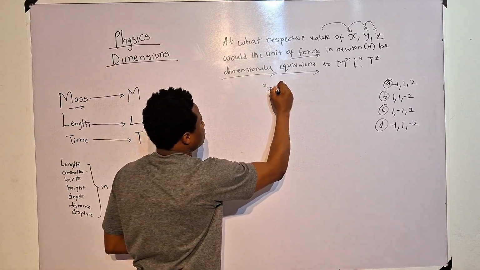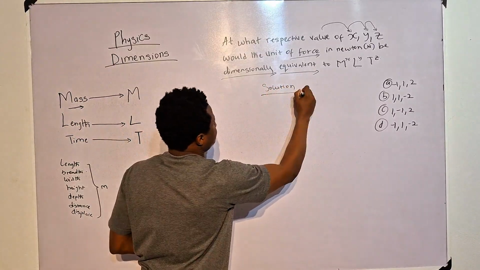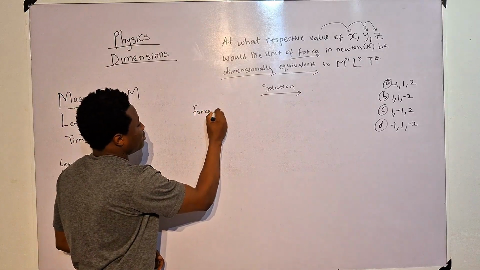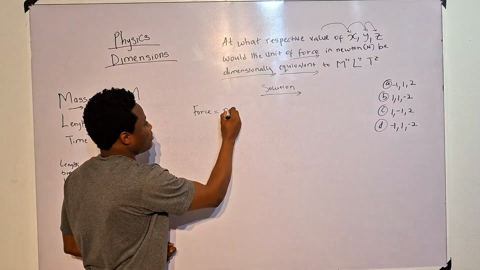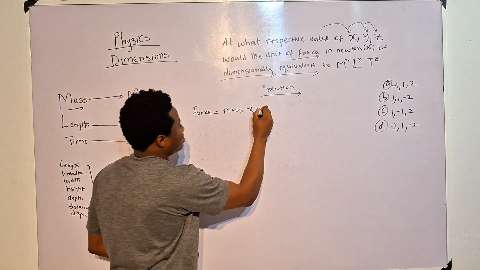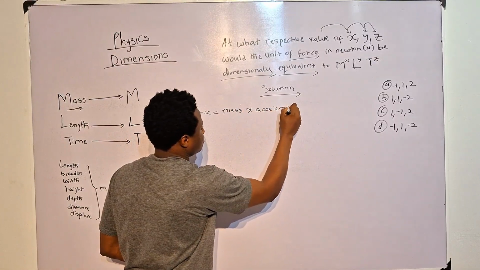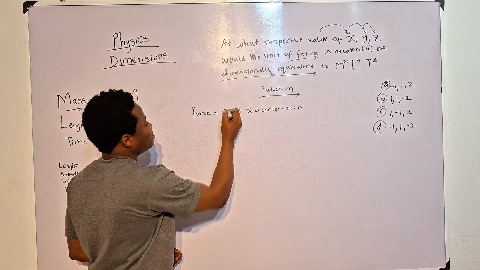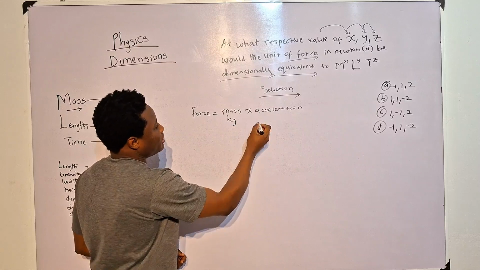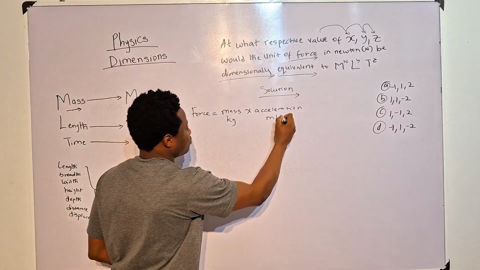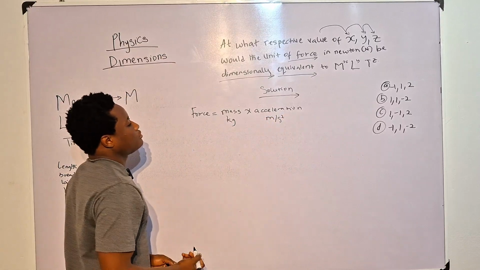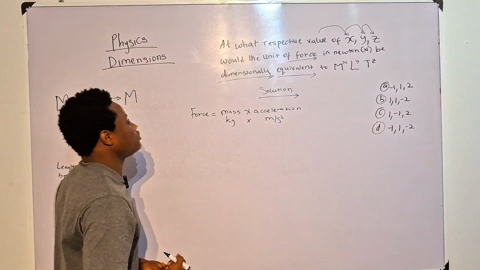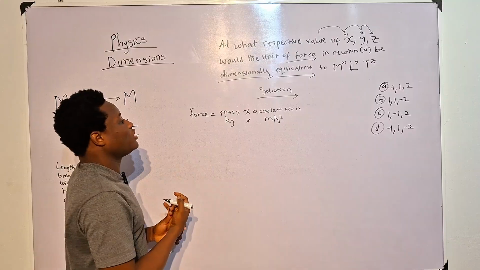Solution. For us to proceed, we say force. We have to state the formula of force. Force is equal to mass times acceleration. And we know that the SI unit of mass is kilogram. The SI unit of acceleration is meter per second square. Now, remember, there's a multiplication here, because we want to get the equivalent unit of force.